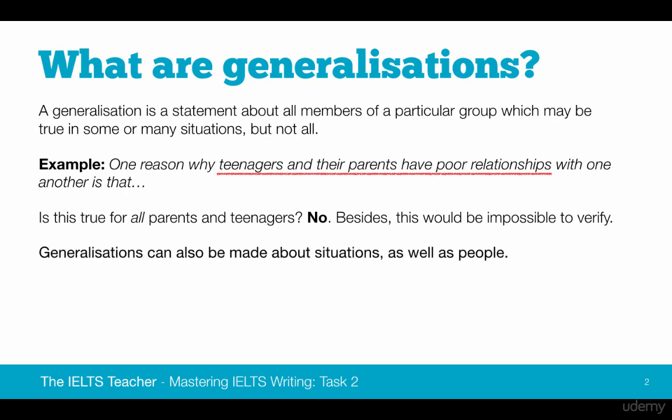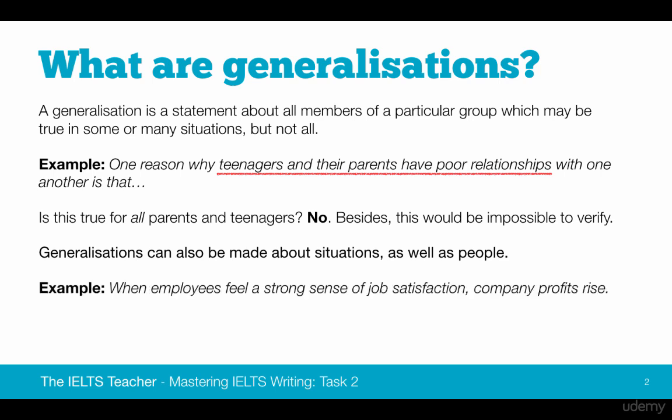Generalizations can also be made about situations as well as people. So here's another example. When employees feel a strong sense of job satisfaction, company profits rise. Company profits rise all the time? Does that always result from a strong sense of job satisfaction? It may often be the case, but not always. So we need to make sure to avoid language like this.